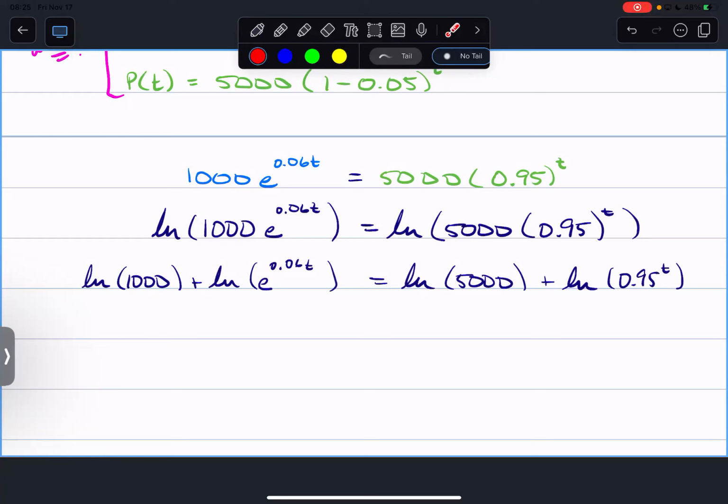The problem is you aren't able to bring this t down, or the exponent down, until it's just the exponent on its own. You start just bringing the 1000 over and then taking the ln, and then that just turns into 1.